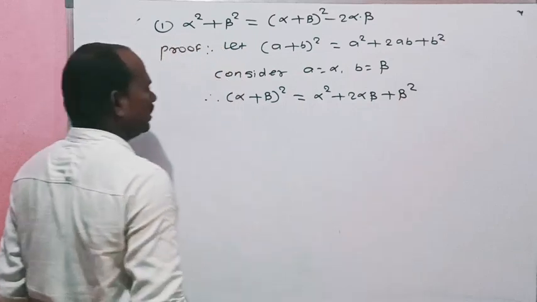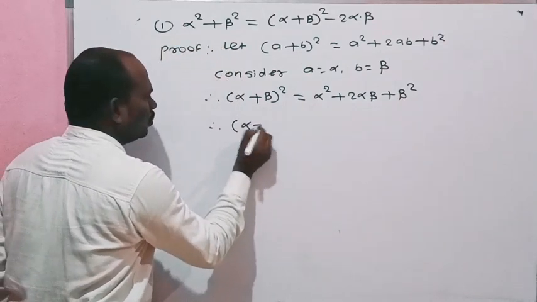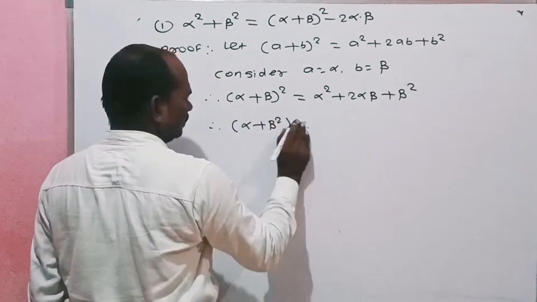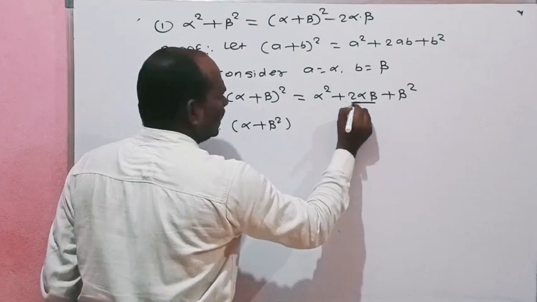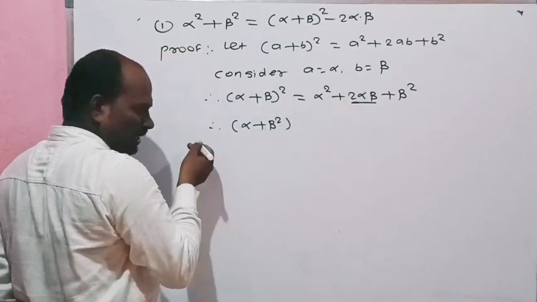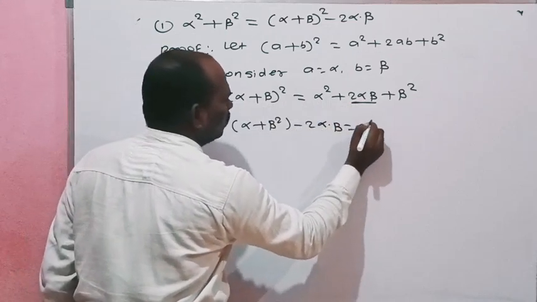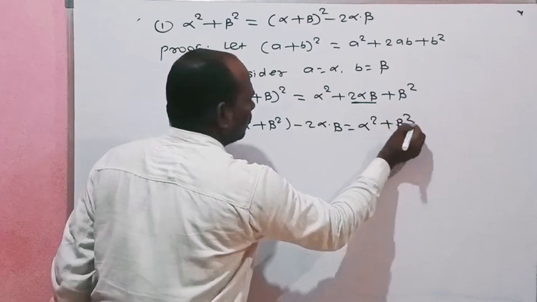plus beta square. Now the alpha plus beta its square equal to alpha square plus beta square plus 2 alpha beta. Now taking 2 alpha beta to the other side, minus 2 alpha beta, it is equal to alpha square plus beta square.